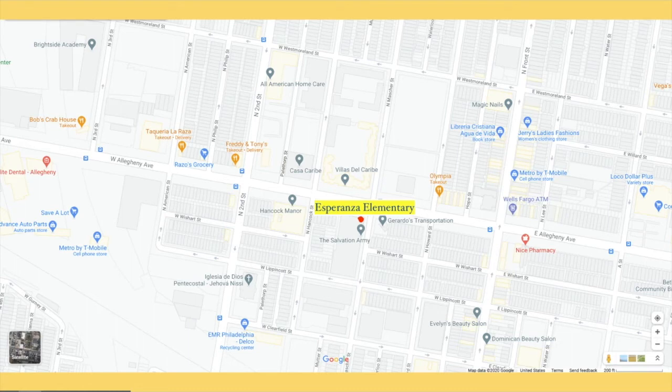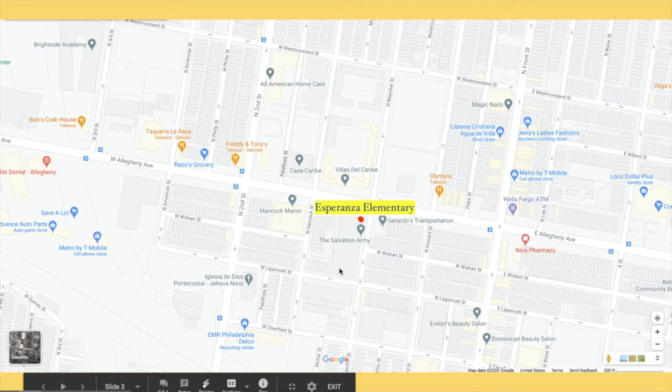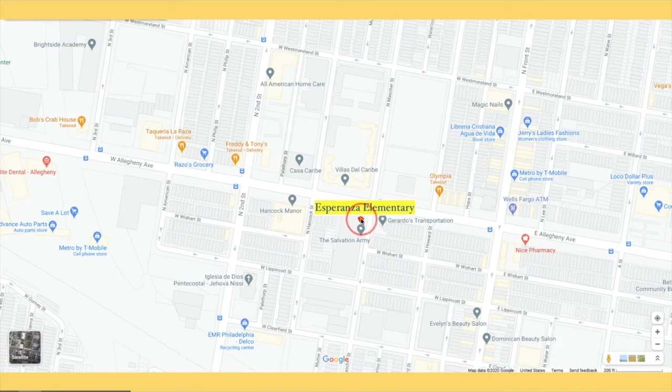Maps are helpful for many different things. This is an example of a map that we can see on our phone if we need directions. For example, this red dot right here shows us the location of Esperanza Elementary, and the map also shows us the many different streets that are around.